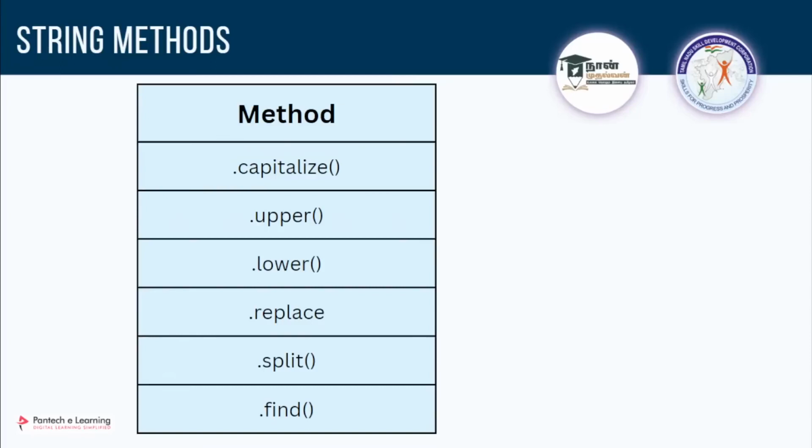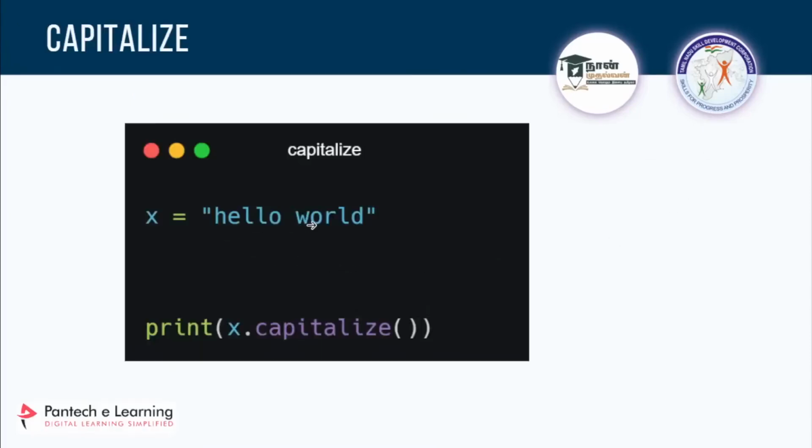So regarding the string methods, I'll start with the capitalize method. If I have a sentence like this, the first one is in small letter. If I call this dot capitalize, I can call this variable x dot capitalize, this will give me an output with this h in caps, other things will be small. Whatever is in caps, it will convert everything into small. Only the first one will be in the caps.